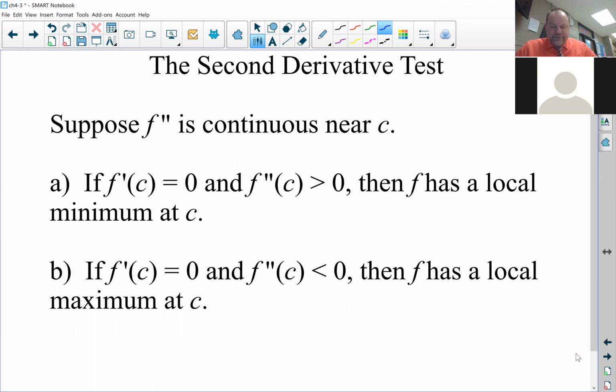And yes, if you were asked on an AP exam to find local minimum and maximum values and justify whether it's a minimum or a maximum, if you knew the first derivative and the second derivative, you can use your justification being the second derivative test.